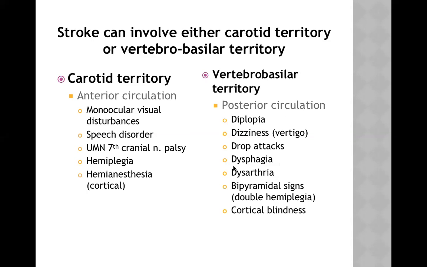This is scanning type of speech. This is not the same as aphasia. Aphasia is impairment of Broca's or Wernicke's area leading to loss of speech. This is dysarthria. The sound is there, but we cannot really understand what the patient is speaking. Broken or scanning type of speech. There may be bipyramidal sign lesions, which is known as double hemiplegia, or if the posterior cerebral artery is blocked, then cortical blindness can also occur. So these are some of the important points regarding anterior and posterior circulation impairment.